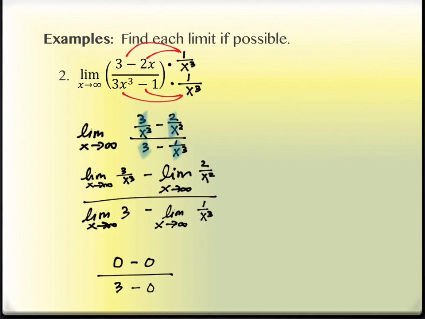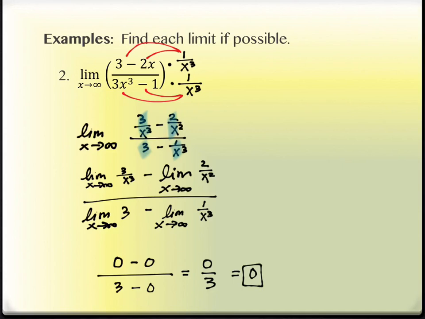That's important. If I had 0 on top and 0 on bottom, I could not make any claim as to what's happening. I need there to be something that's not 0 on bottom, and I have that, right? This is 0 over 3, if I simplify it. And 0 over 3 is 0.